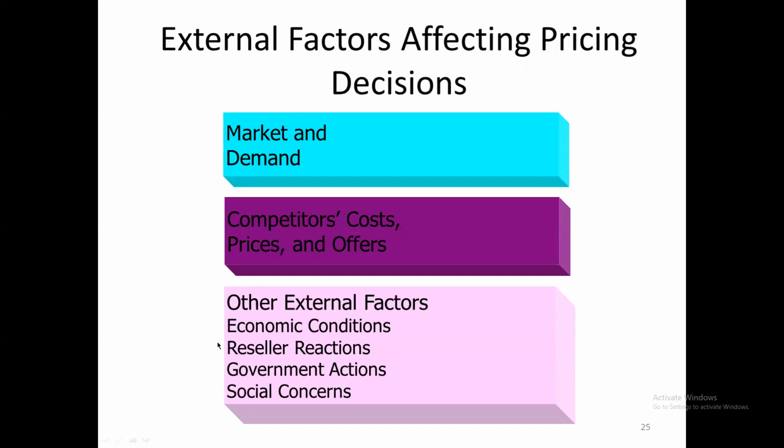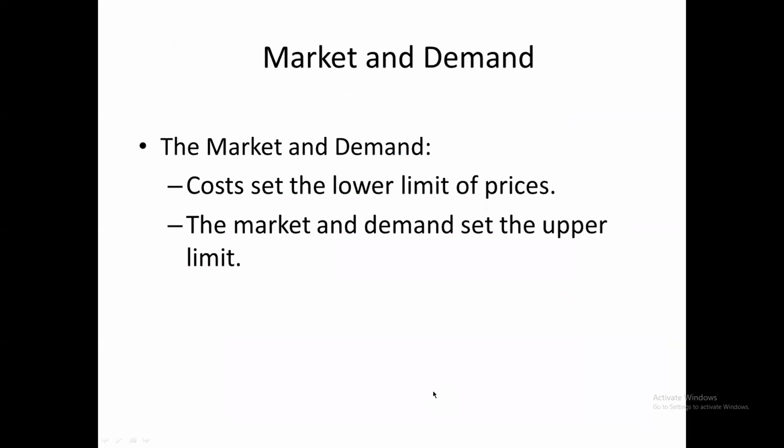External factors affecting pricing decisions. What are the external factors? So far, we have discussed the internal factors that may affect the pricing decision. Now come to the external factors. External factors are related to market-oriented factors. They are market and demand, competitors' cost, price and offers. Some external factors, also economic conditions of the buyers and the whole country, reseller reaction, government action, and social concerns.